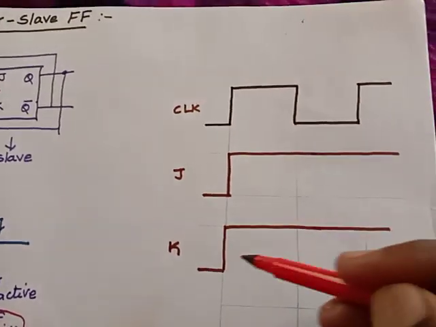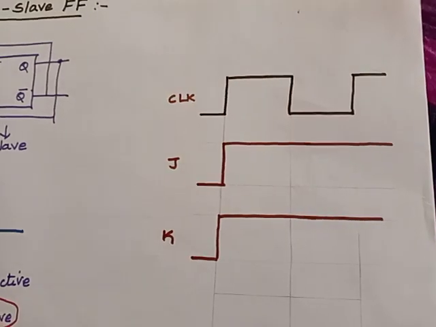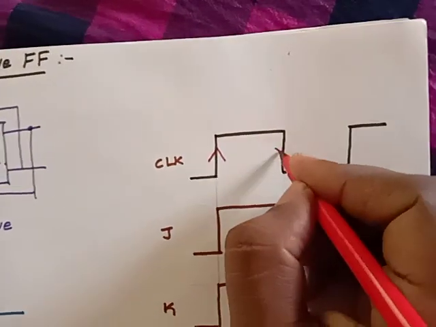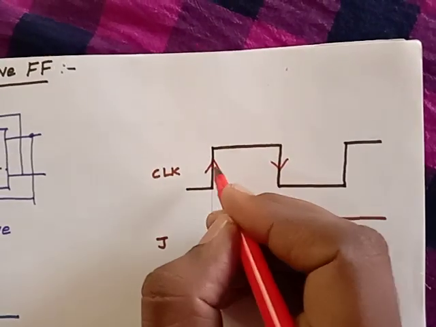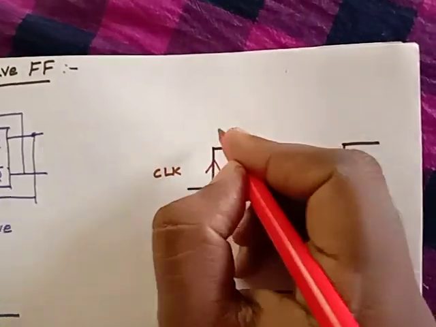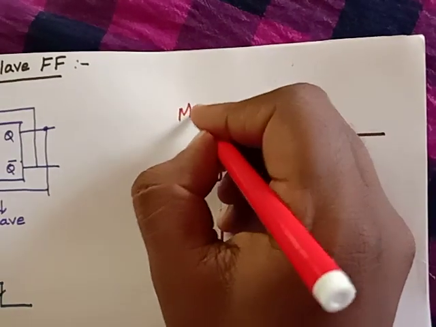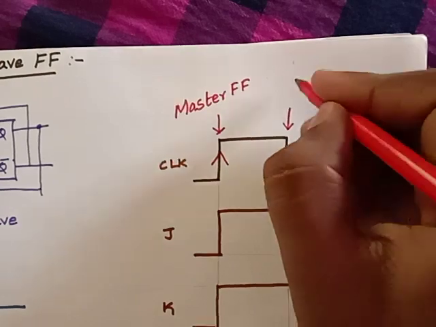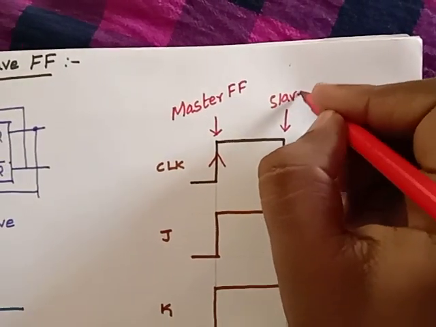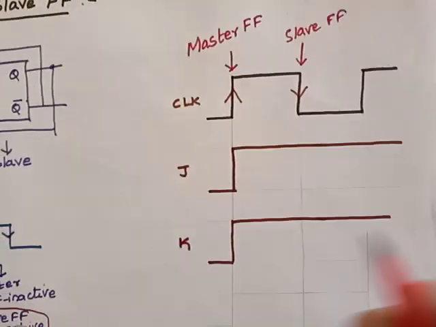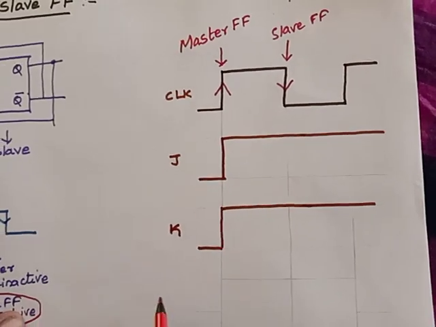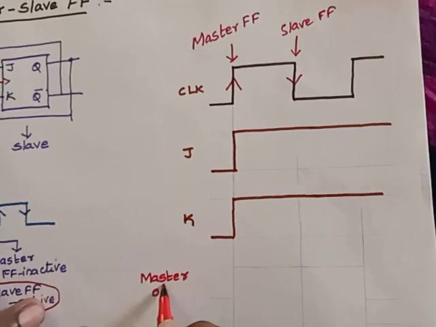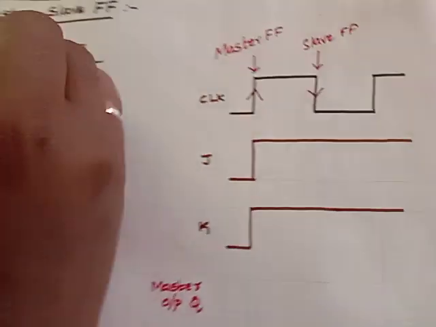This is a J input, this is a K input. As I already told you, I am going to assume positive edge triggering. Now this is positive edge and this is your negative edge. Clear? Now at this positive edge, which flip-flop will be active? Your master flip-flop will be active. And at your negative edge, your slave flip-flop will be active, correct? Now we'll see how it is. Now I am going to draw your master output as one waveform, that is the master output. That means this point.